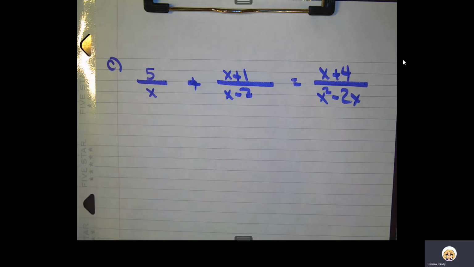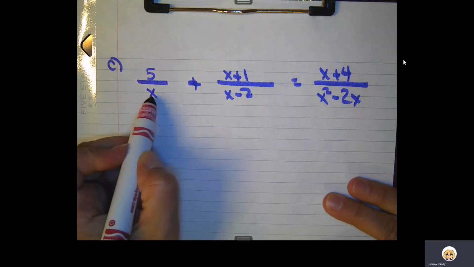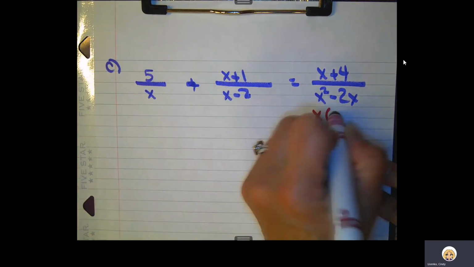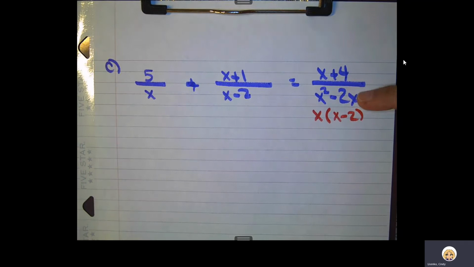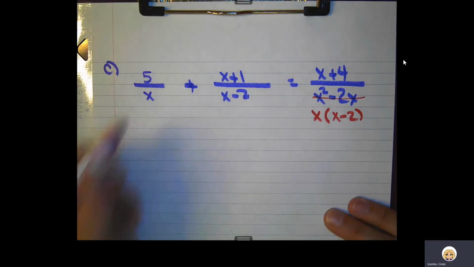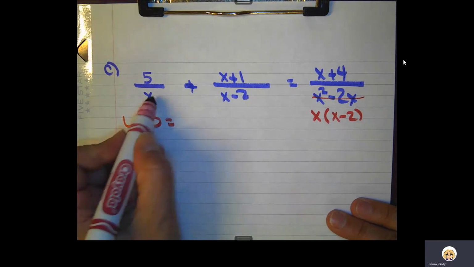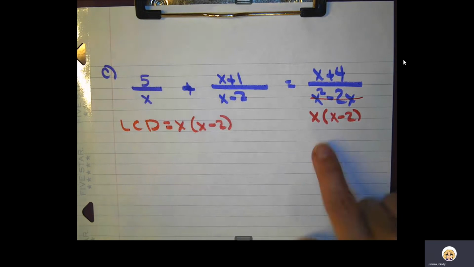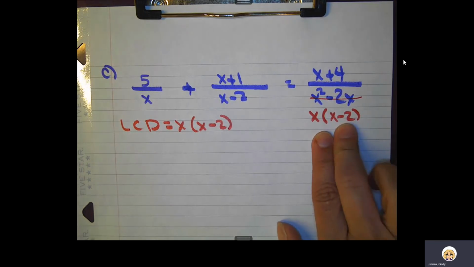In order to solve this, we have to find the LCD and multiply by that. So we can't factor this, we'll leave it. We can't factor this. Over here, I can factor that. I can take out an x and I'm left with x minus 2. My LCD is going to be one of everything I see. So my LCD, I'm going to need an x. I'm going to need an x minus 2. And this already has an x and an x minus 2, so I don't repeat it.